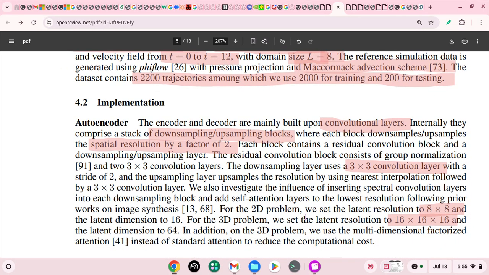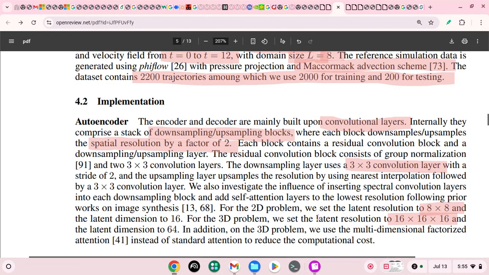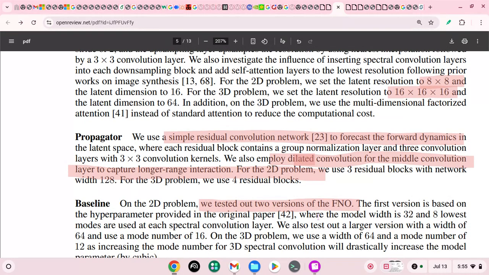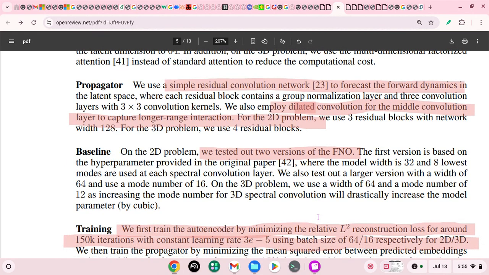Then they build an auto-encoder and decoder model, again based on convolutional layers. These are some of the details of how they build it up, which is not directly related to our objective of presenting this paper. And the propagator again involves a convolution operator to propagate from t to t plus 1, as I mentioned earlier. The benchmark baseline surrogate model they have taken here is called FNO, Fourier neural operator.